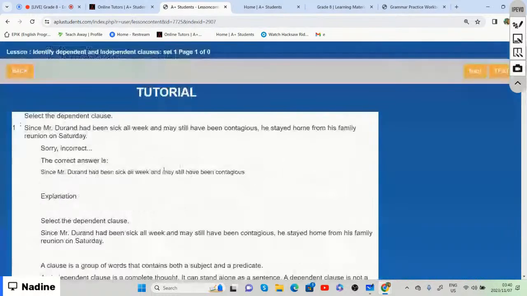All right, so now it says we need to select the dependent clause. Not the independent clause, the dependent clause. So we need to select the dependent clause. That's the clause that cannot stand on its own.